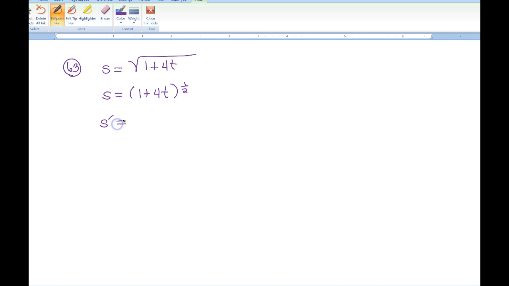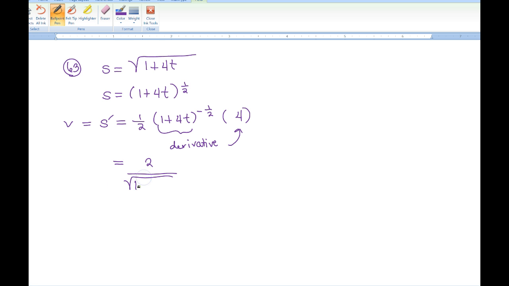So when I do s prime, because s prime is my velocity, we have 1/2, keep the inside the same to the negative 1/2 power, and then don't forget you have to do the derivative of the inside. The derivative of the inside would be 0 plus 4, so 4. And then the 4 and the 1/2 will be a 2. This will be the square root of 1 plus 4t in the denominator, since negative 1/2 power puts the square root in the bottom.